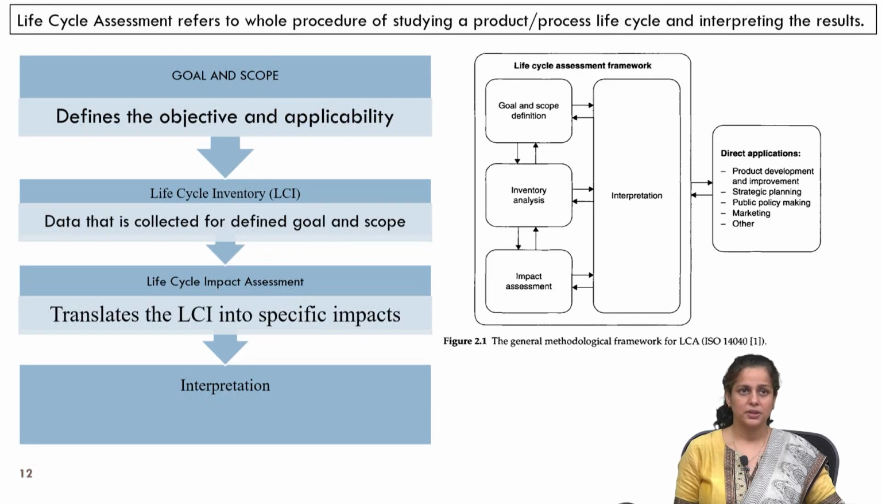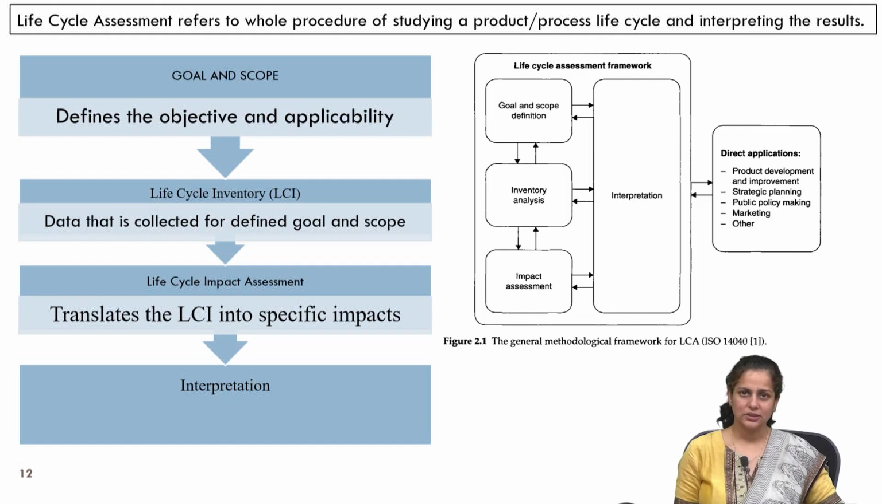The third step is life cycle impact assessment. In this step, we translate the life cycle inventory into specific impacts. So, when we get to the stage of learning about LCI and LCIA, you will see how to translate LCI into LCIA. LCIA is mainly taking a lot of raw data and converting it into meaningful metrics such as climate change impact, global warming potential, ozone depletion potential, human carcinogenic effect, and so forth.